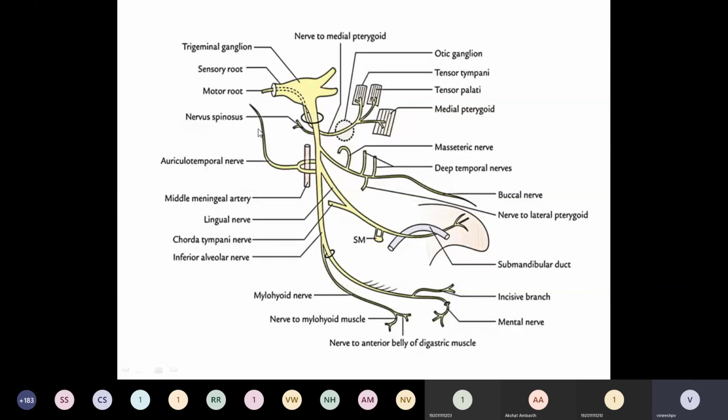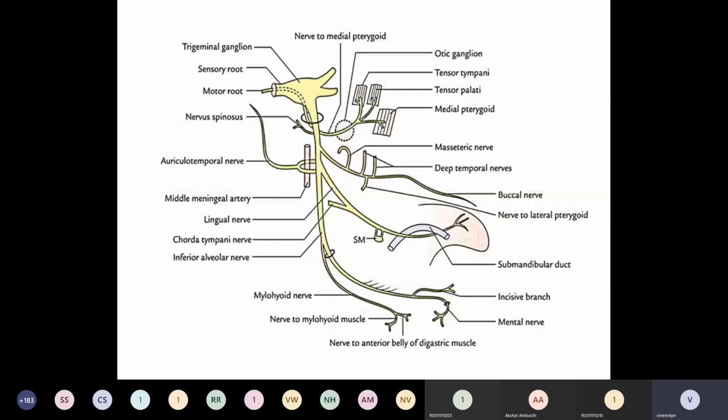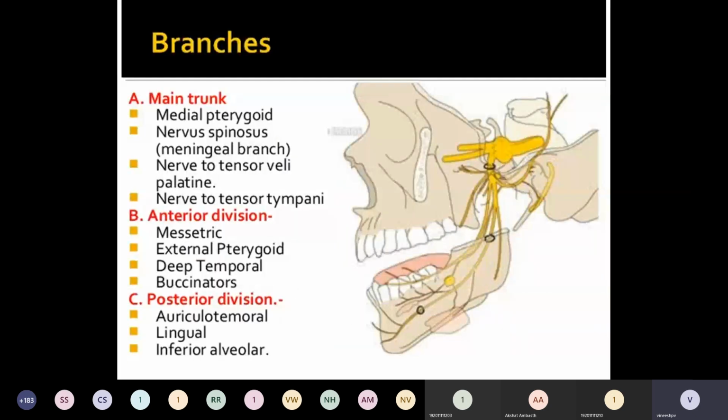So these are the three branches of the posterior division: lingual, inferior alveolar, and auriculotemporal. If you briefly go over the branches from the main trunk: medial pterygoid branch, and nervus spinosus, which is nothing but the meningeal branch, and nerve to tensor palatini, nerve to tensor tympani. Tympani means tympanic membrane, that is to the ear. Tensor palatini means it is the nerve to the palate.